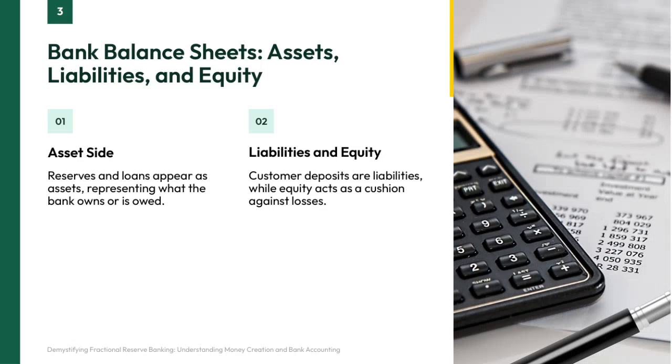Let's look at the bank balance sheet, starting with the asset side. Here, reserves and loans are recorded as assets. These represent what the bank owns or what is owed to the bank by borrowers. Essentially, they show the bank's resources and how it generates income. On the other side, we have liabilities and equity. Customer deposits are classified as liabilities because the bank owes this money to its customers. Equity, on the other hand, acts as a financial cushion that helps absorb losses and protects the bank's stability. Together, these elements provide a clear picture of the bank's financial position.